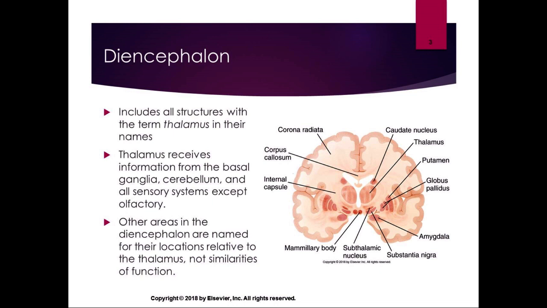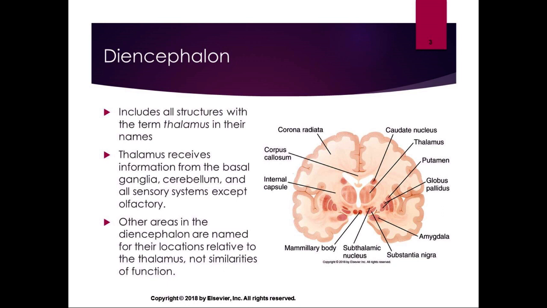So the thalamus receives information from everything. It receives information from the basal ganglia, the cerebellum, and all of the sensory systems, except the olfactory system. That's the only sensory system that doesn't go through the thalamus, which I think that's really interesting. I don't know why. Maybe that's why smell is so intertwined with memory, but all of the sensory systems go through the thalamus except olfactory.